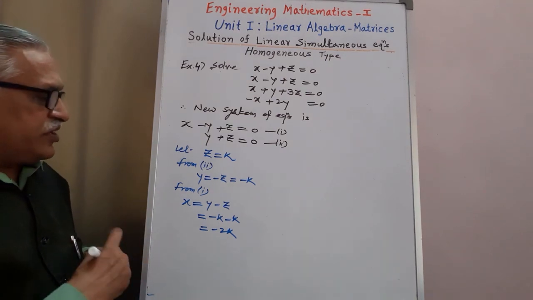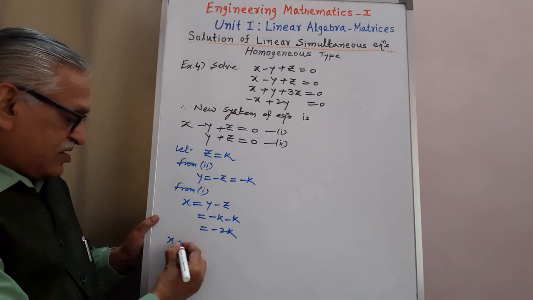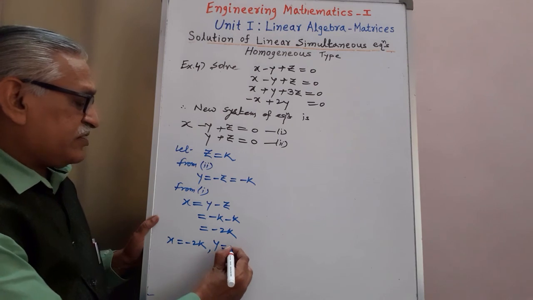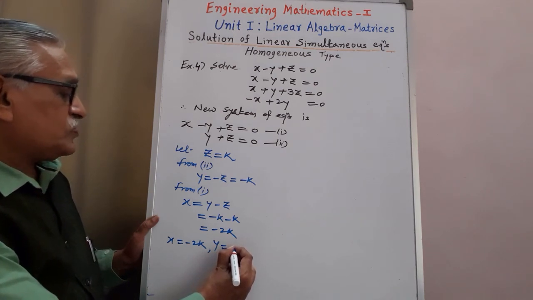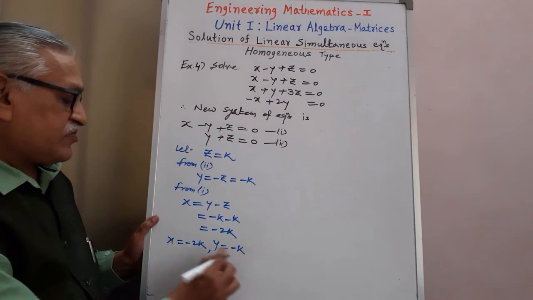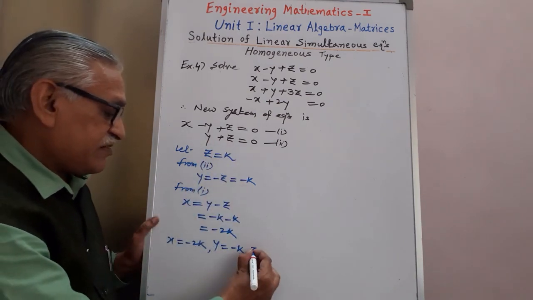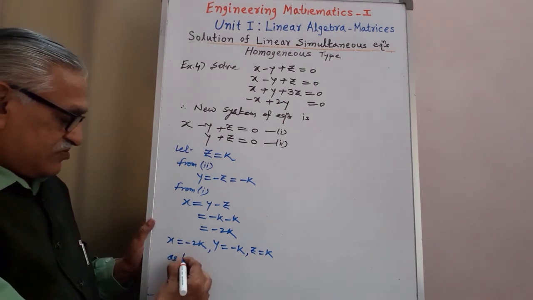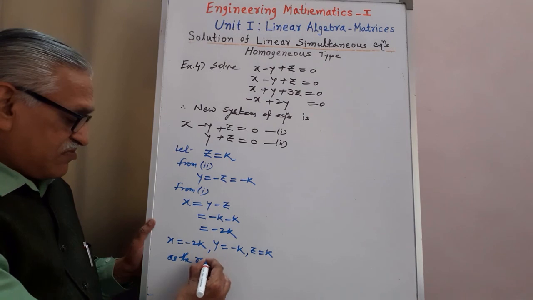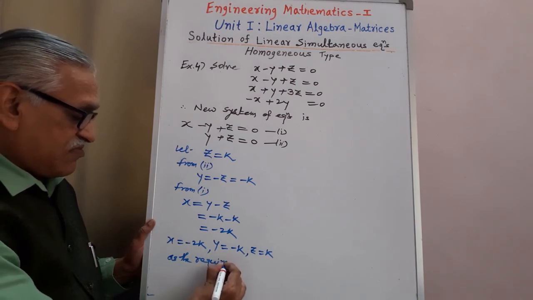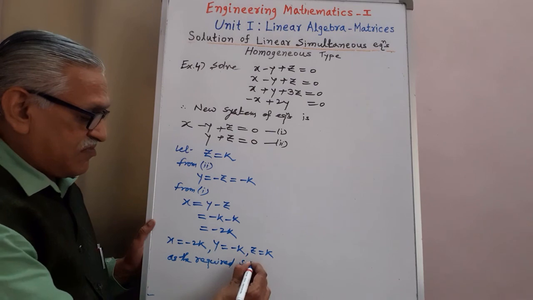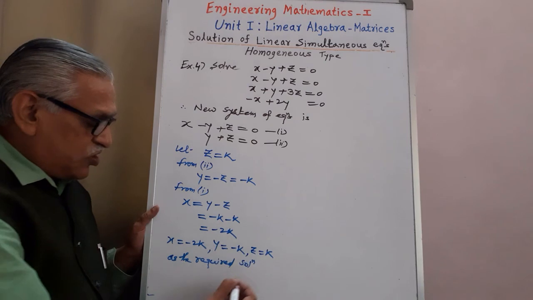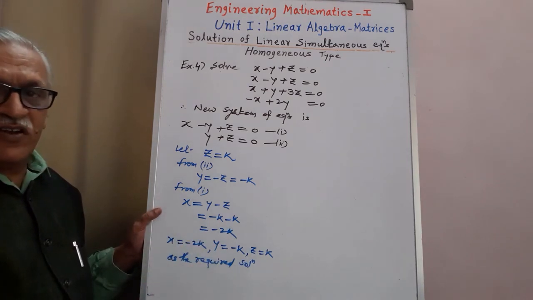Therefore, the required solution is x is equal to minus 2k, y is equal to minus k, and z is equal to k as the required solution. Required infinite number of solutions. And then to cross check it, we consider some particular value for k.